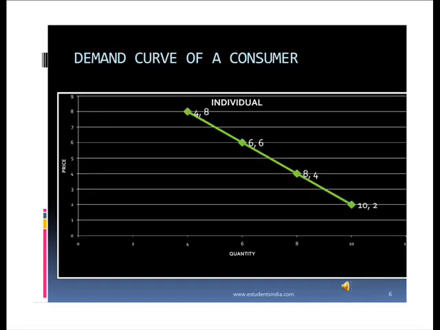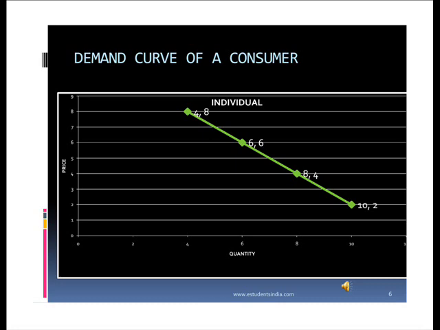Demand curve of a consumer. What is a demand curve? The demand curve is a graphic presentation of quantities of a good which will be demanded by the consumer at various possible prices at a given point of time.